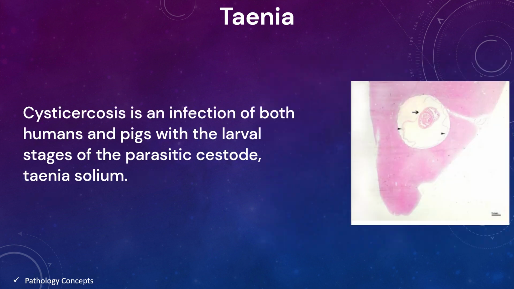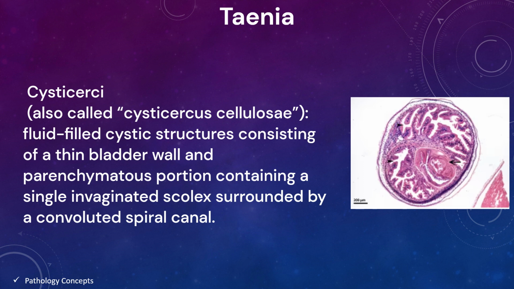Cysticercosis is an infection of both humans and pig with the larval stages of parasitic cestode Taenia solium. What is cysticercosis? Cysticercosis is the formation of cysticerci. Cysticerci are the fluid-filled cystic structure consisting of thin bladder wall and parenchymatous portion containing single invaginated scolex surrounded by convoluted spiral canal.